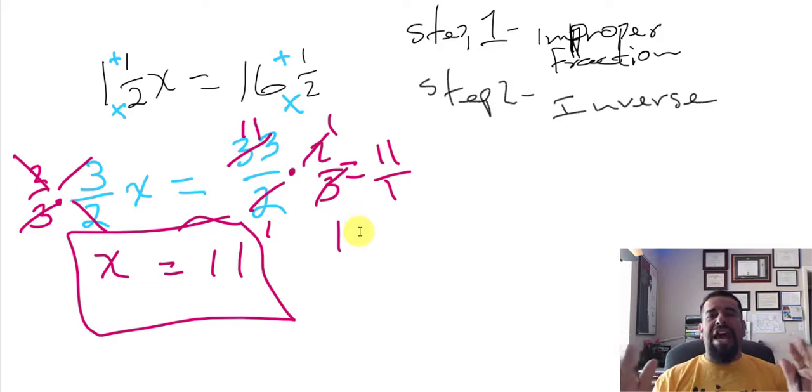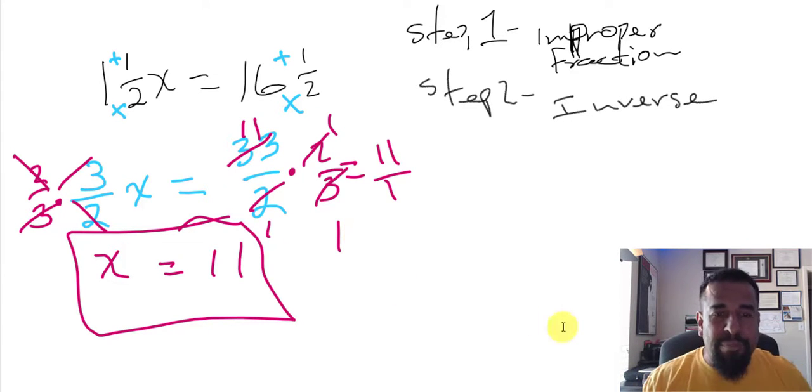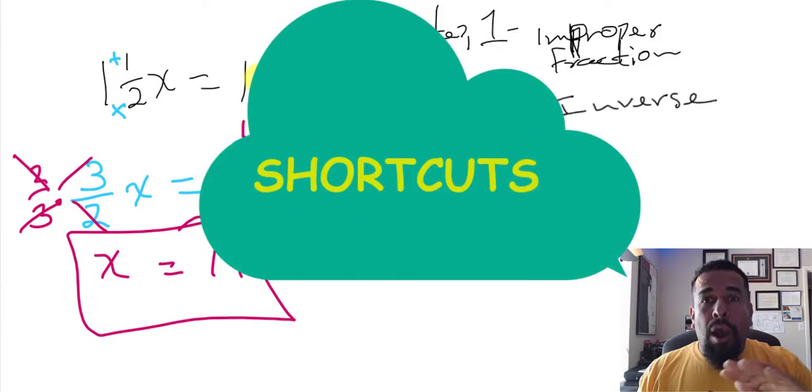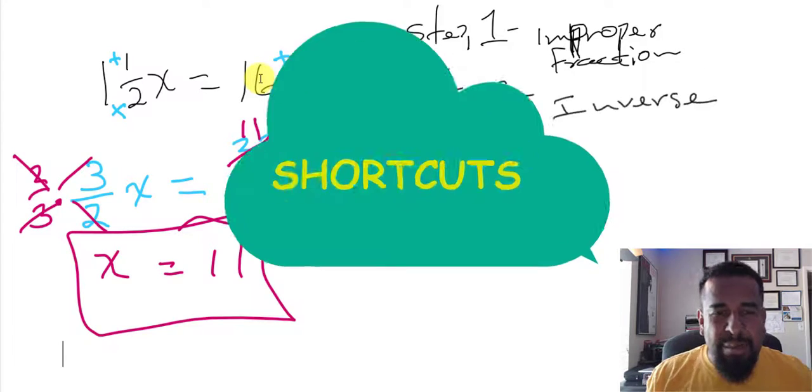So now, not only do you know how to solve one-step equations with fractions, but now you know how to solve them with fractions on both sides. And when we have mixed numbers, how about that? Huh? All right. I forgot. You thought I was going to forget about the shortcuts, right? All right, let me show you a shortcut.